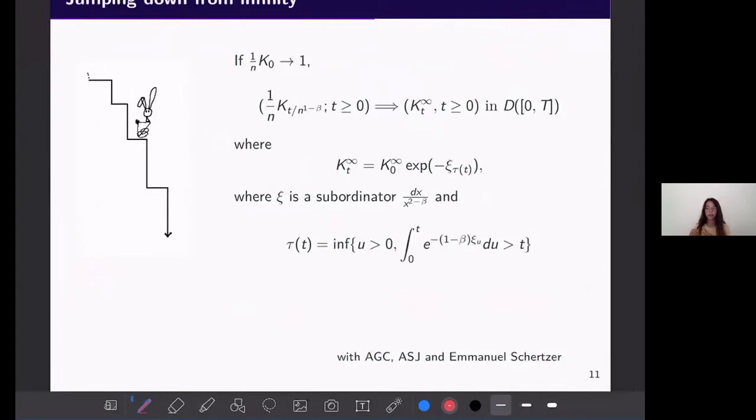Normally, one can characterize the speed of coming down from infinity. Here, we have that it comes down from infinity like the exponential of a subordinator. What does it mean? We take k_t to be the total number of blocks. We rescale it by the initial number of blocks so that k_0 is 1. We also rescale time, and we have the convergence to this random variable, which is the exponential of a time change subordinator. The subordinator has this jump measure, and the time change is this one.